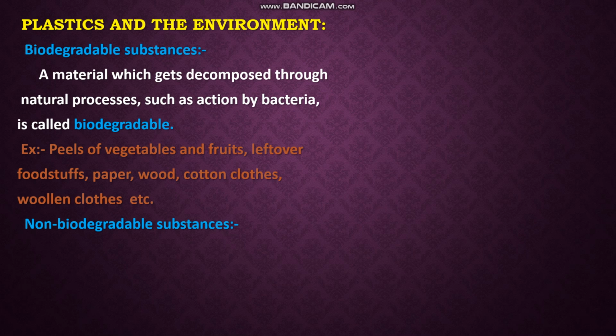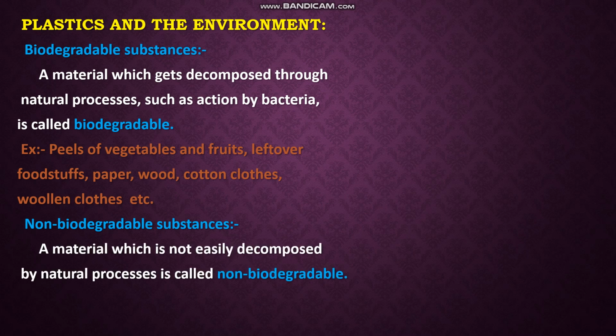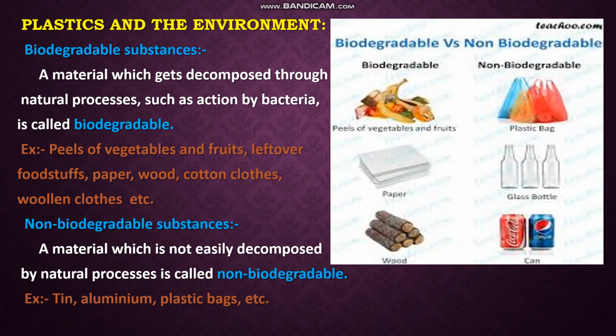Now what are non-biodegradable substances? Just the opposite of this. That means they do not get decomposed through natural processes. A material which is not easily decomposed by natural processes is called non-biodegradable. It will take several years to decompose. Examples of non-biodegradable substances: tin, aluminium, plastic bags, etc.